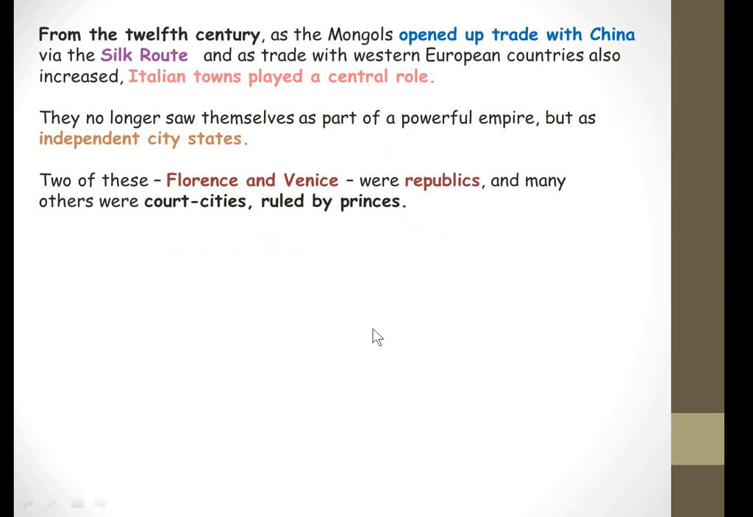And after that, from the 12th century, the Mongols started encouraging trade with China via the Silk route. We came to know about the Silk route through the Mongols. Trade played a very important part in Western European countries and increased, and towns played a very important role. Italian towns acted as a mediator between these places, and that is how they flourished.